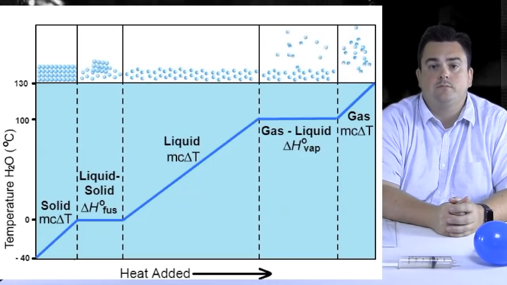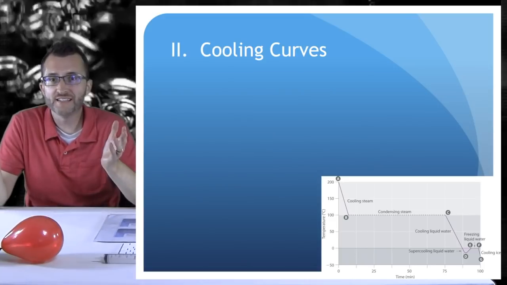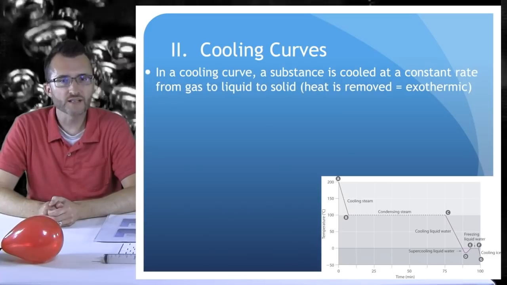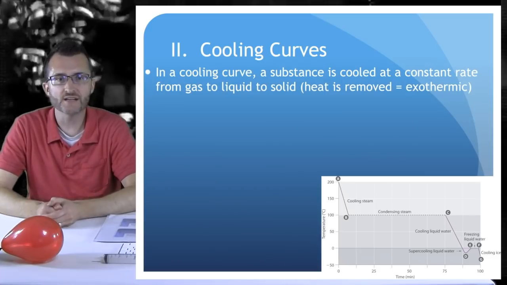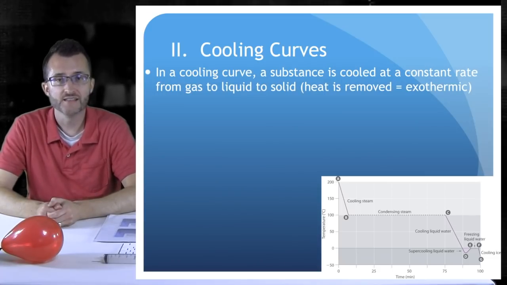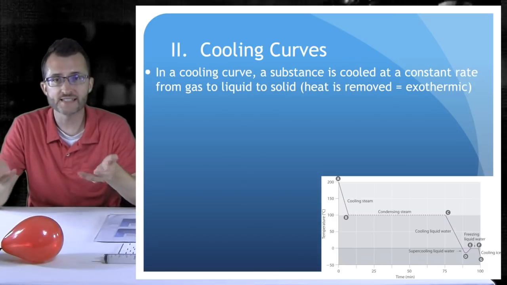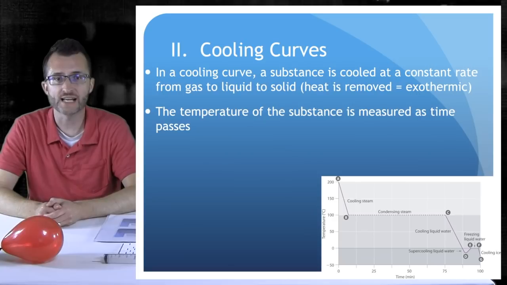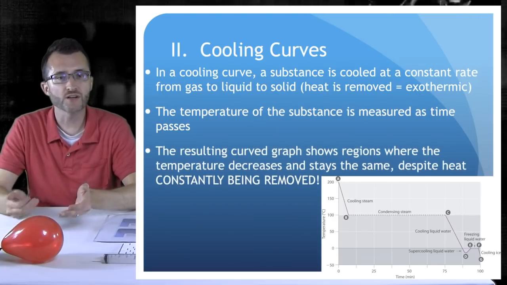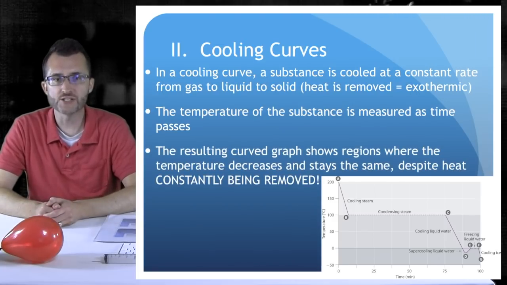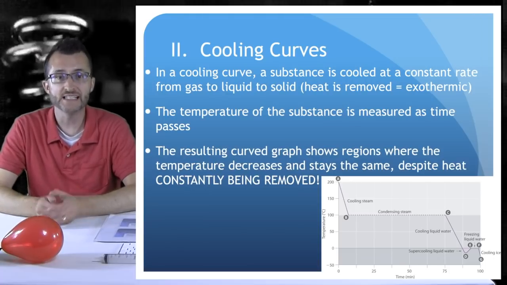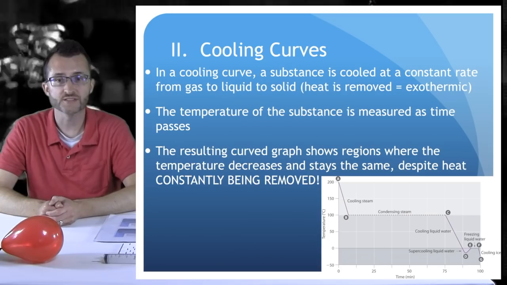All right, we're going to go in the other direction now and talk about cooling curves. In a cooling curve, a substance is cooled at a constant rate from gas to liquid to solid. Since heat is being removed, this is an exothermic change. The temperature of the substance is measured as time passes. The resulting curved graph shows regions where the temperature decreases and stays the same despite heat constantly being removed.